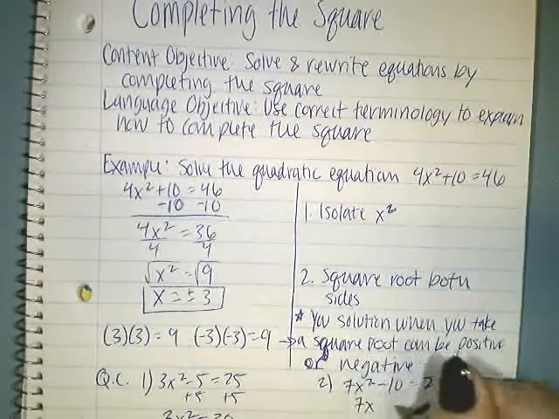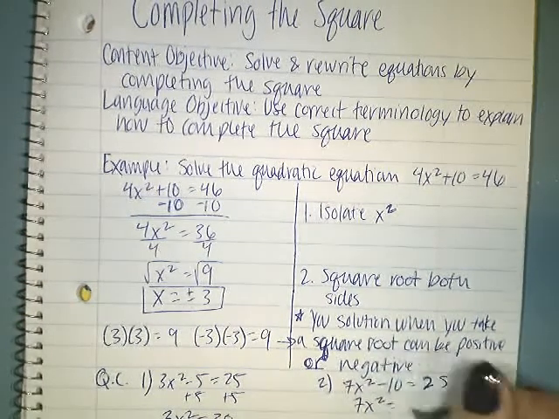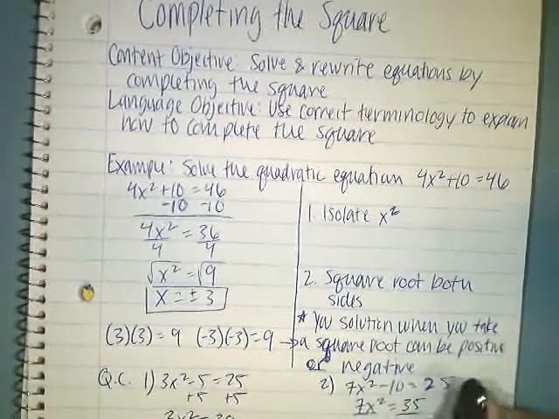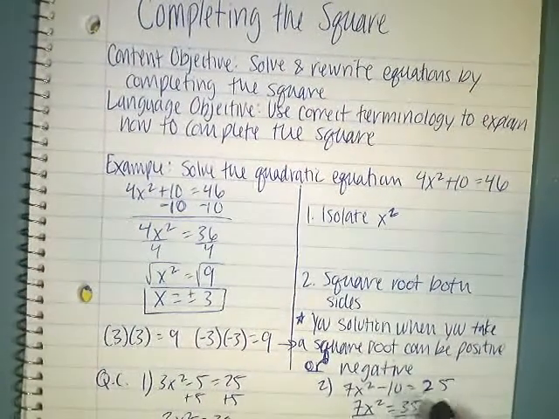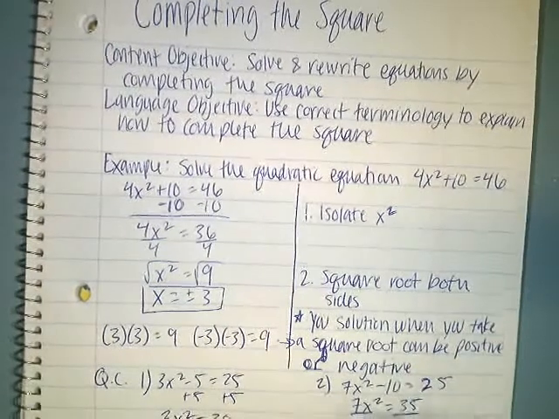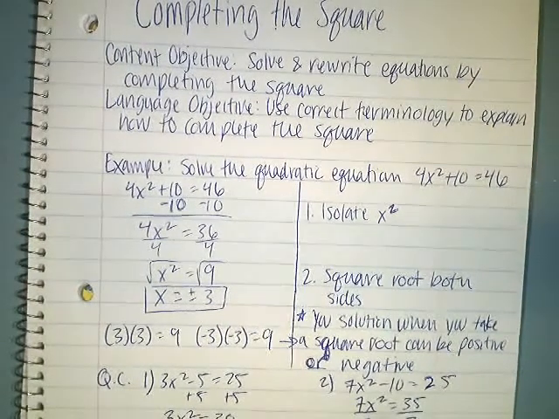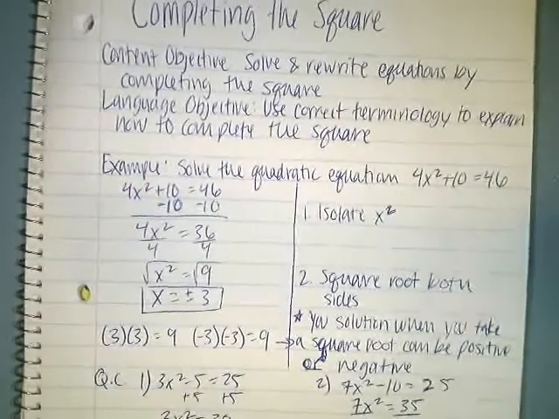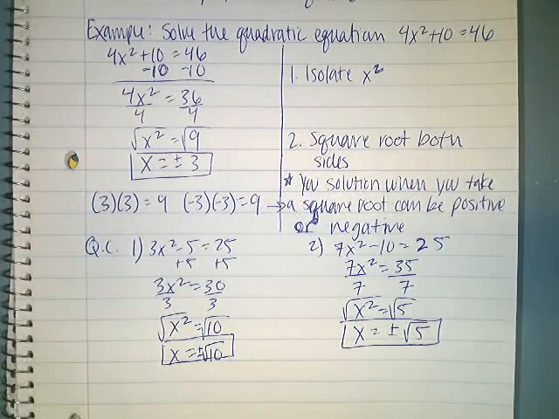The next one, I'm going to start by adding 10 to both sides. So I get 7x squared equals 35. Divide both sides by 7. I get x squared equals 5. Square root both sides. I get x equals plus or minus the square root of 5. So that is my answer for that one. Sorry, I did not show you that work. My bad. So make sure you check your answers on this. Write down any questions, comments, or concerns.